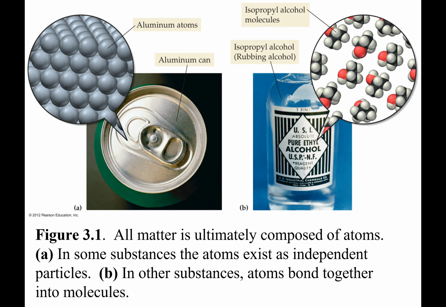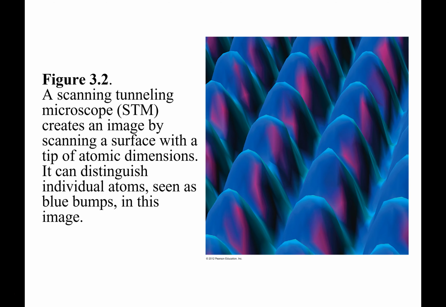We compare that to these molecules in this bottle of ethanol. So they have repeating units here. Carbon atoms are the black ones, the white ones are hydrogen, and that little red one is oxygen. This shows the repeating unit of an isopropanol molecule.